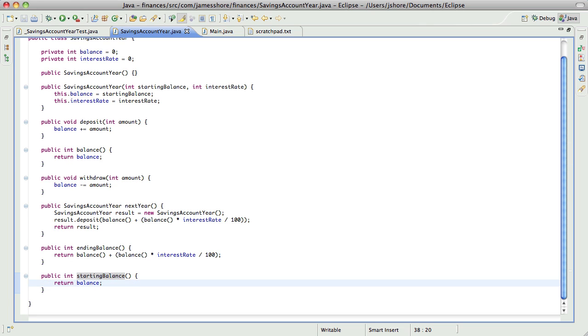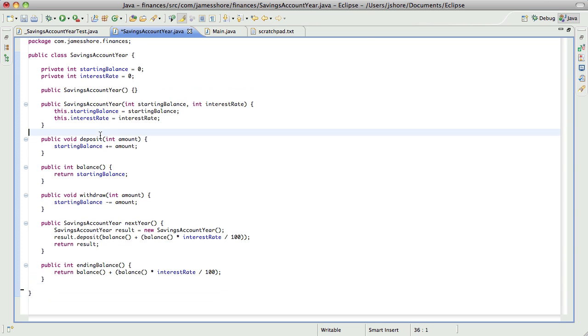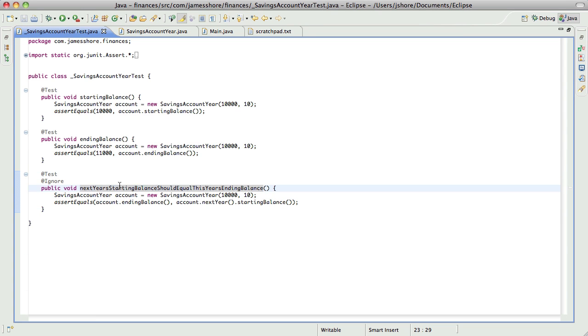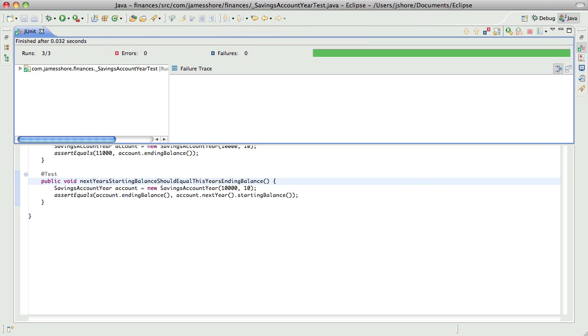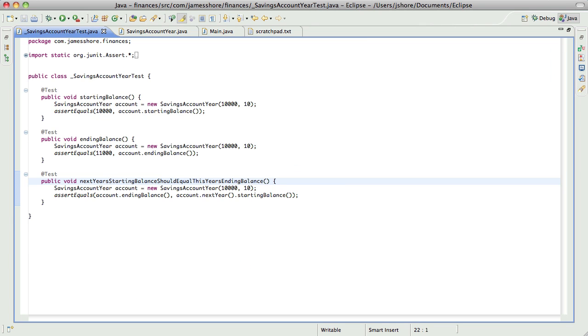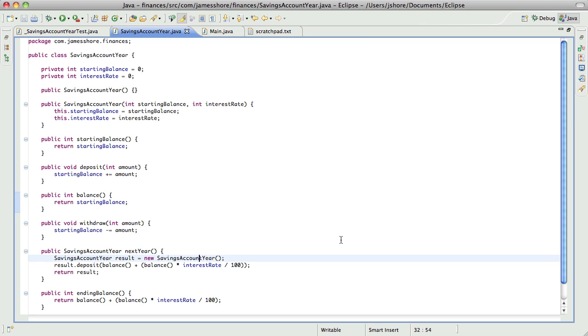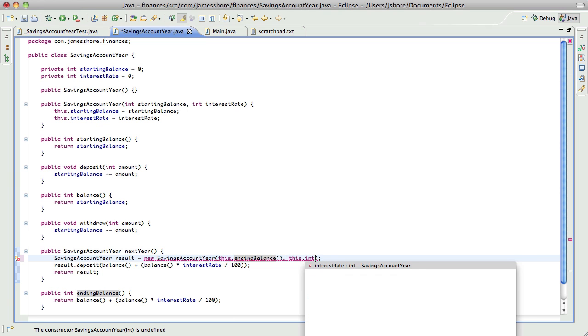Good. Let's rename this variable here to starting balance. And let's move it up a little bit. Okay. Everything's working. Good. Now let's bring this one back in. Oh, it's working now. Interesting. Probably because we're passing in the interest rate, and that's being saved, and it's just redoing this calculation. But now I think I can change this to say that our new year is going to start with our ending balance. Let's make that really explicit. And our interest rate. Cool beans.